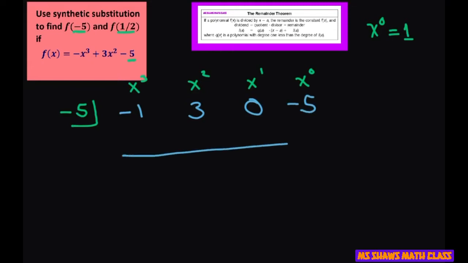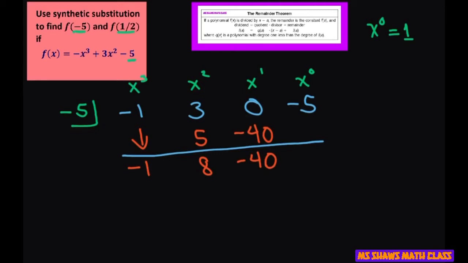Now let's draw a line. Again, this is how I do it. You might do it a little different. And the first step is to bring down the first number, -1. So now you multiply. -5 times -1 is 5, and then you add. So that's 8. -5 times 8 is -40, and then you add. So that's going to give you -40.